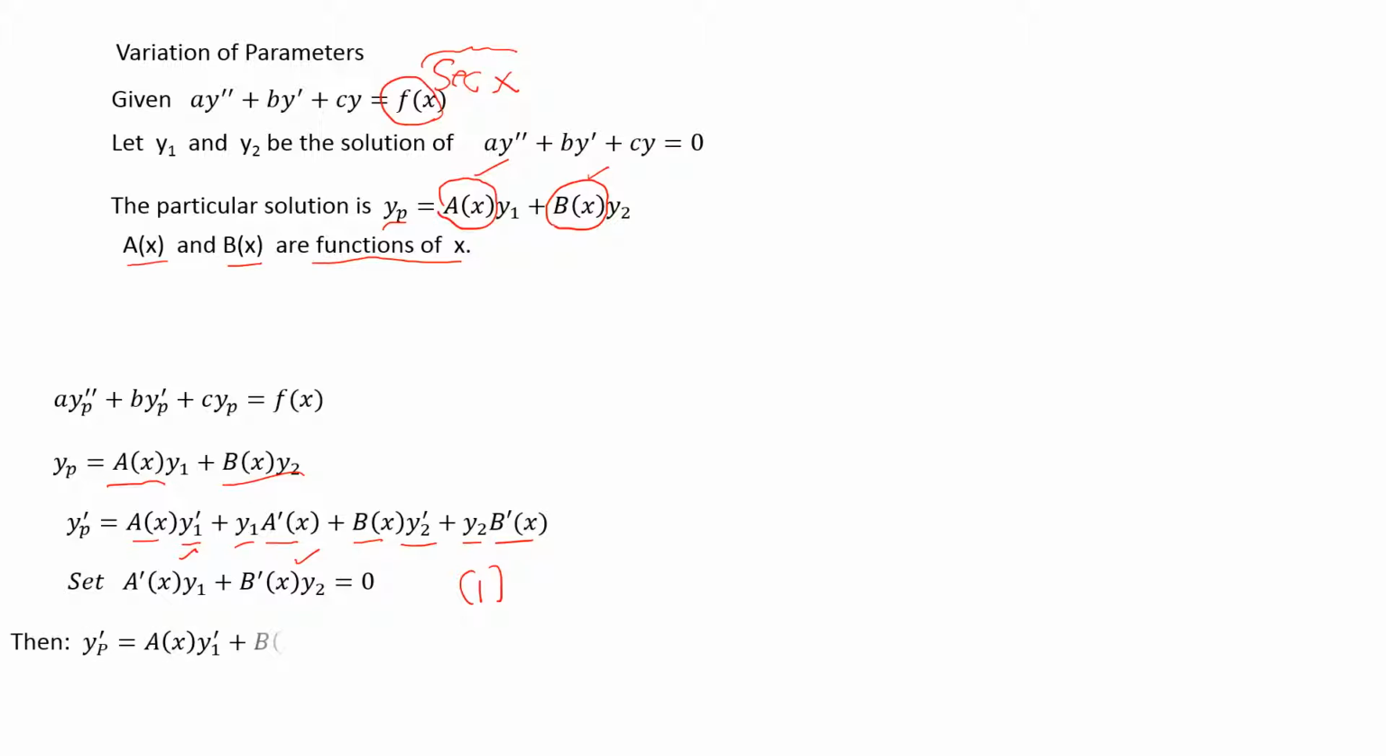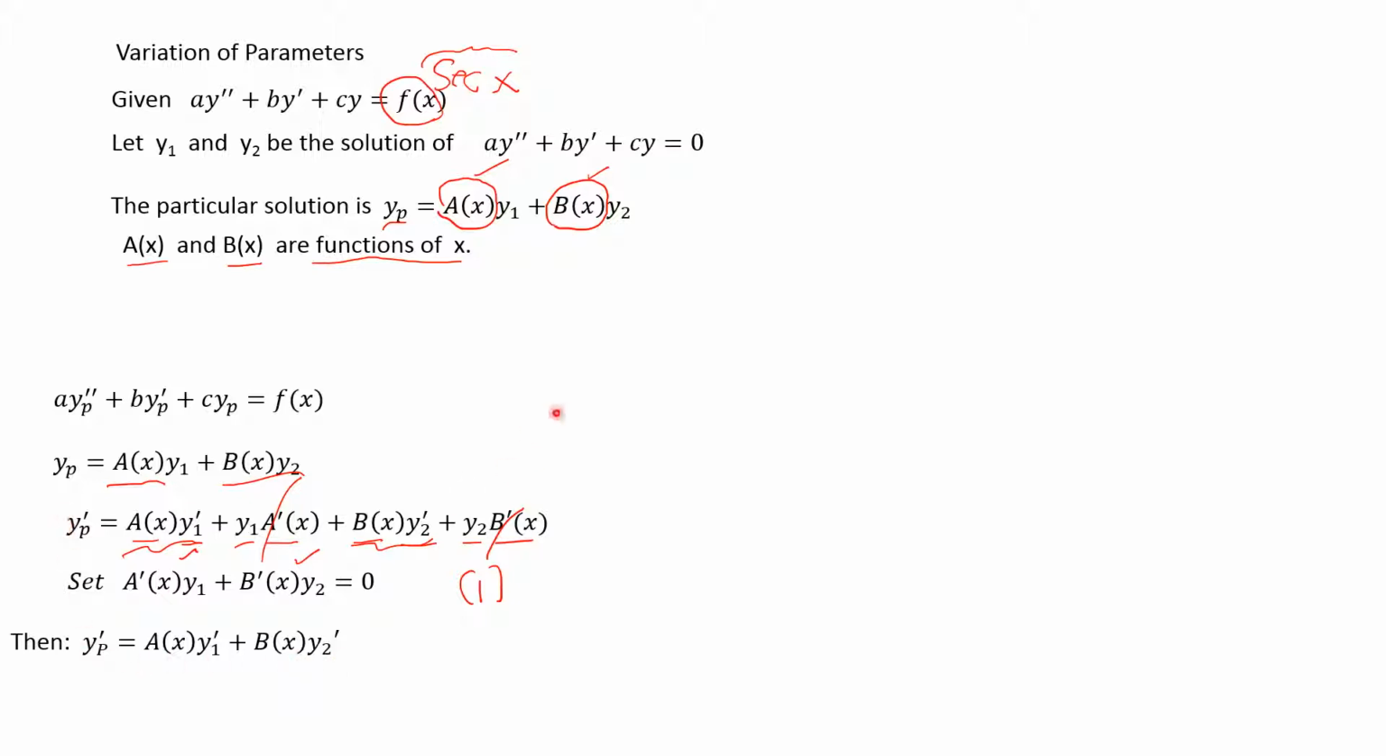Okay, now get yp prime. Since we set a prime of x y1 plus b prime of x y2 to 0, the result will just be a(x)y1 prime plus b(x)y2 prime.